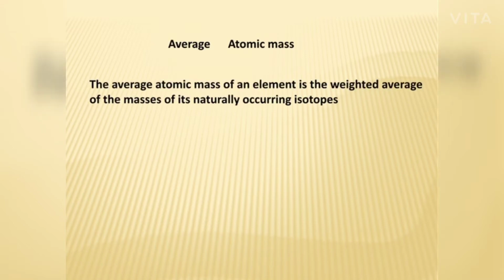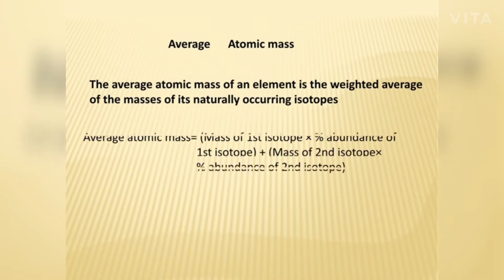Next term, average atomic mass. The average atomic mass of an element is the weighted average of the masses of its naturally occurring isotopes. Average atomic mass formula: average atomic mass is equal to the mass of the first isotope times the percentage of abundance of the first isotope, plus the mass of the second isotope times the percentage of abundance of the second isotope.